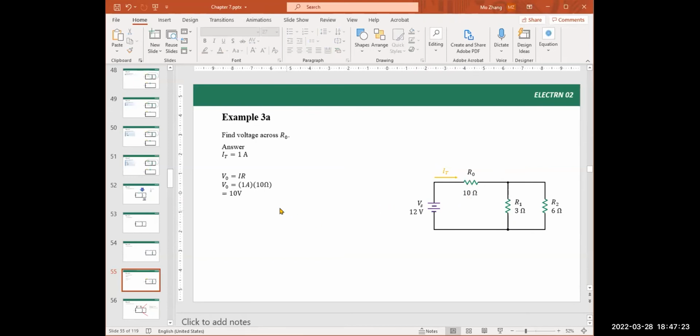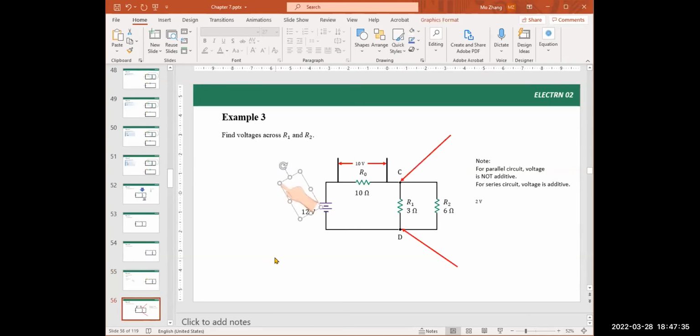Okay, so we know this is the voltage we calculated. The voltage drop on R0 is 10 volts. But now let's have a different labeling, same circuit. We need to find the voltage across R0 here.